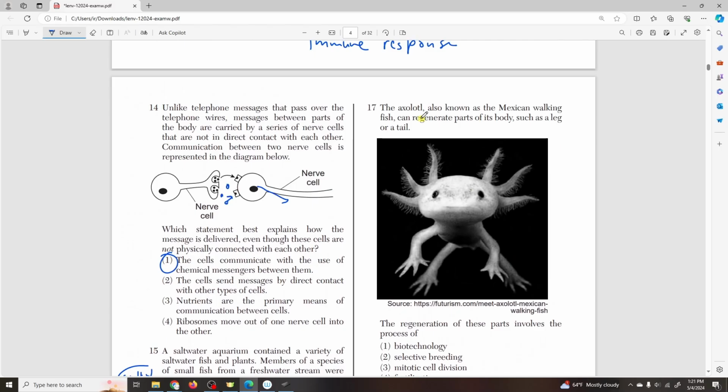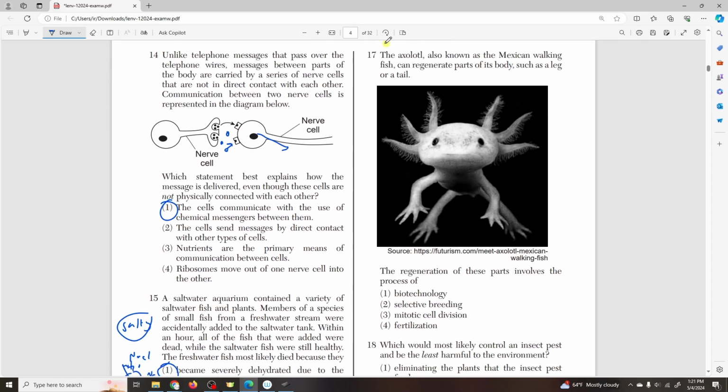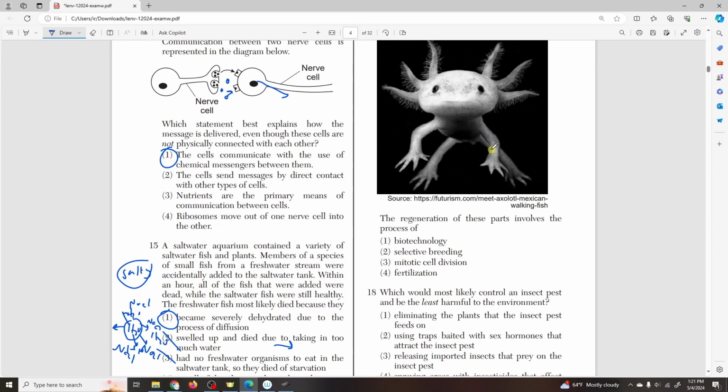Right, so this is an axolotl. Cute. The axolotl, also known as the Mexican walking fish, can regenerate parts of a body such as a leg and a tail. The regeneration of these parts involves the process of what? Well, it has to be mitotic cell division, right? If you want to make more copies of a cell, you have to undergo mitosis. Mitosis is the process by which you make identical copies of yourself.